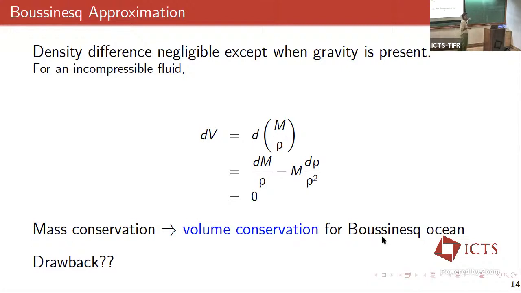If you ignore the density variation, you just get the incompressibility condition. And for an incompressible fluid, the volume remains constant. That is the only implication of the Boussinesq approximation. That is, the mass conservation becomes the volume conservation in Boussinesq models.